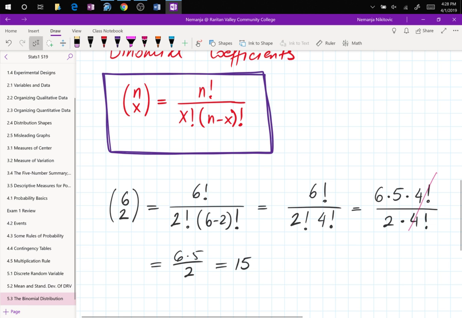Those of you that use a TI-83 or 84, you can find factorial under the math button, which is under the alpha key, which is under the second key. So let me just see.